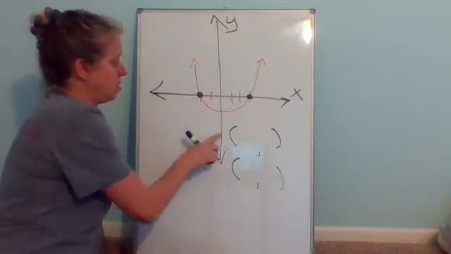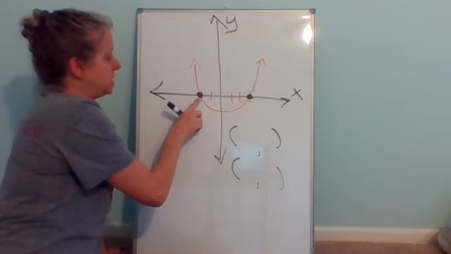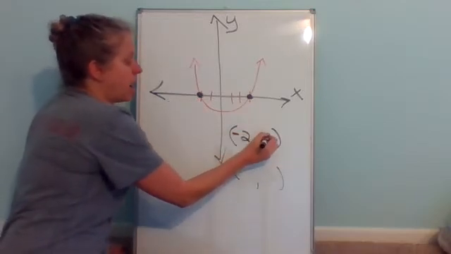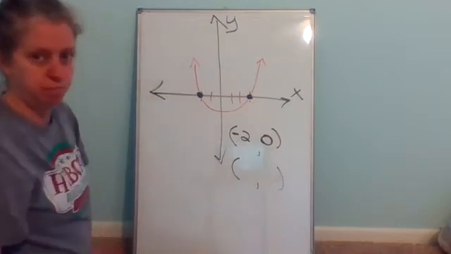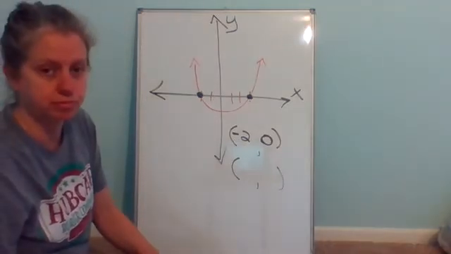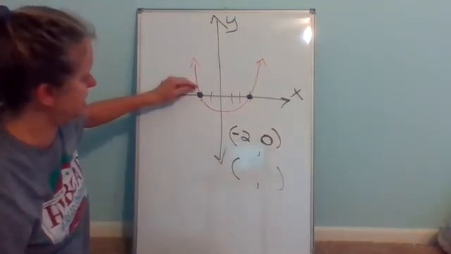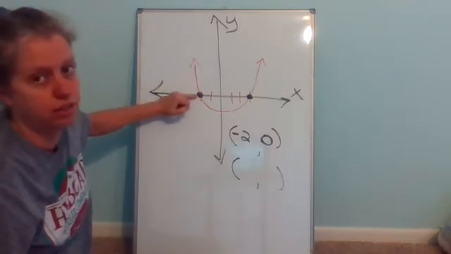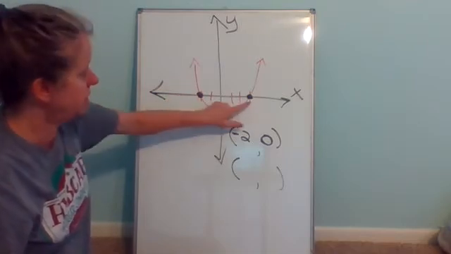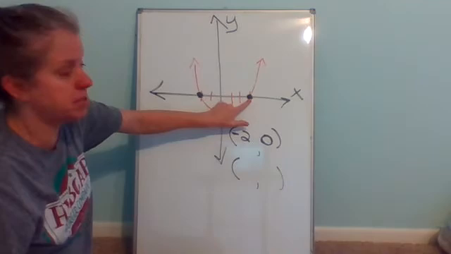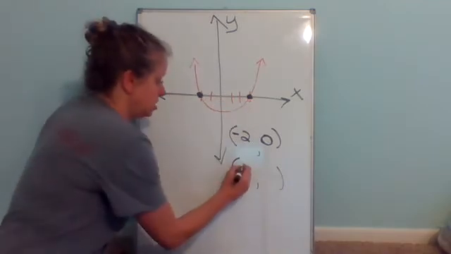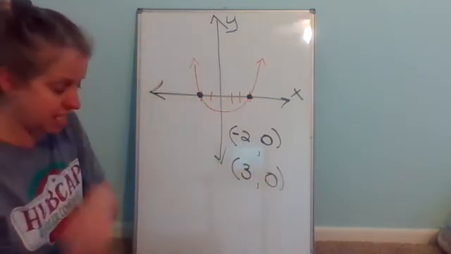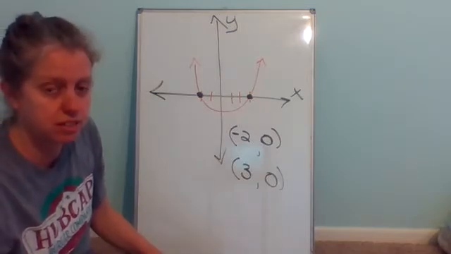So this one, it doesn't matter which one you do first. Its x-intercept is at negative 2. The y would be a 0. Right? Because if you're on the x-axis, it's because your y coordinate is a 0 because you haven't gone up or down at all. The other x-intercept is this one, which is at positive 3, 0. So those are your x-intercepts.